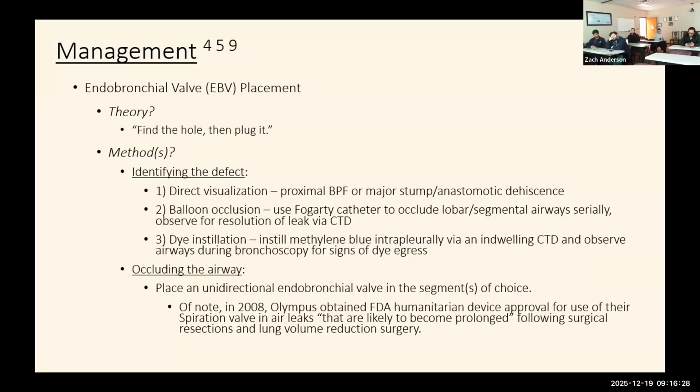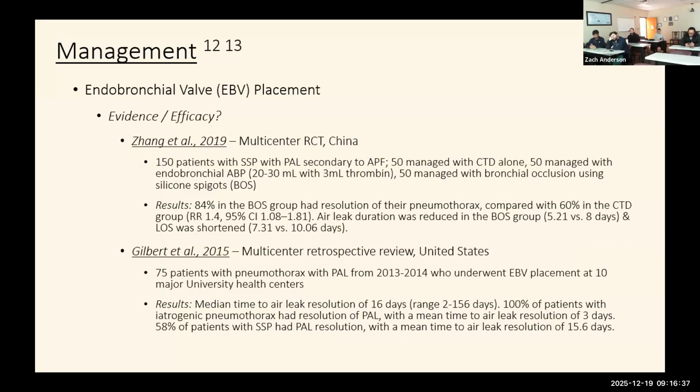So just so y'all are aware, Zephyr does not actually have approval for this indication, but it's still used. So what's the evidence here? Again, Zhang et al. is kind of the one leading the way. It was an RCT, 84% in the occlusion group had resolution versus 60% in the chest tube drainage alone. Duration was reduced and length of stay was reduced.